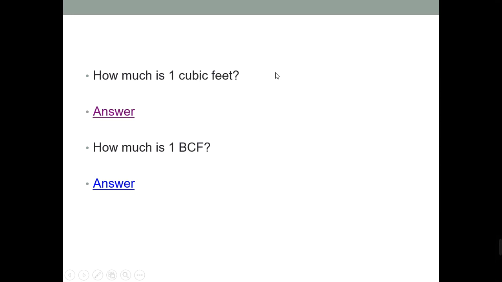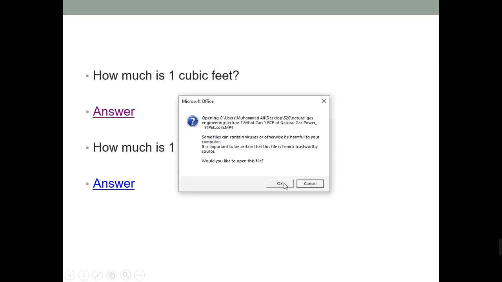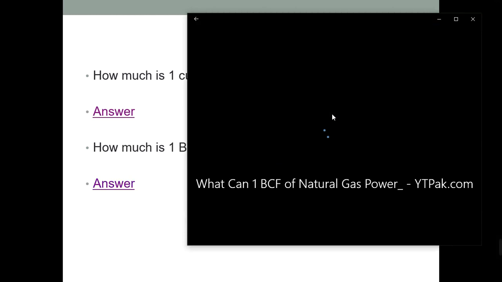So the amount of gas that can be held by a space 12 by 12 by 12, width, length, and height, each 12 inches, is the cubic feet. Now let's look at it.